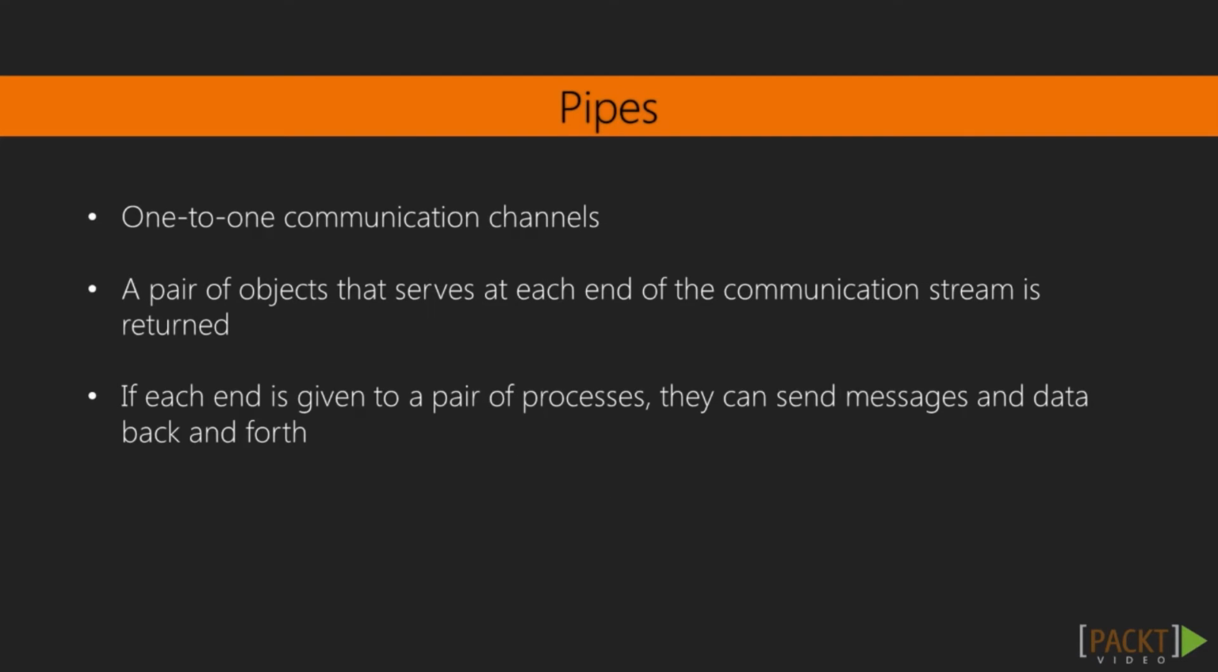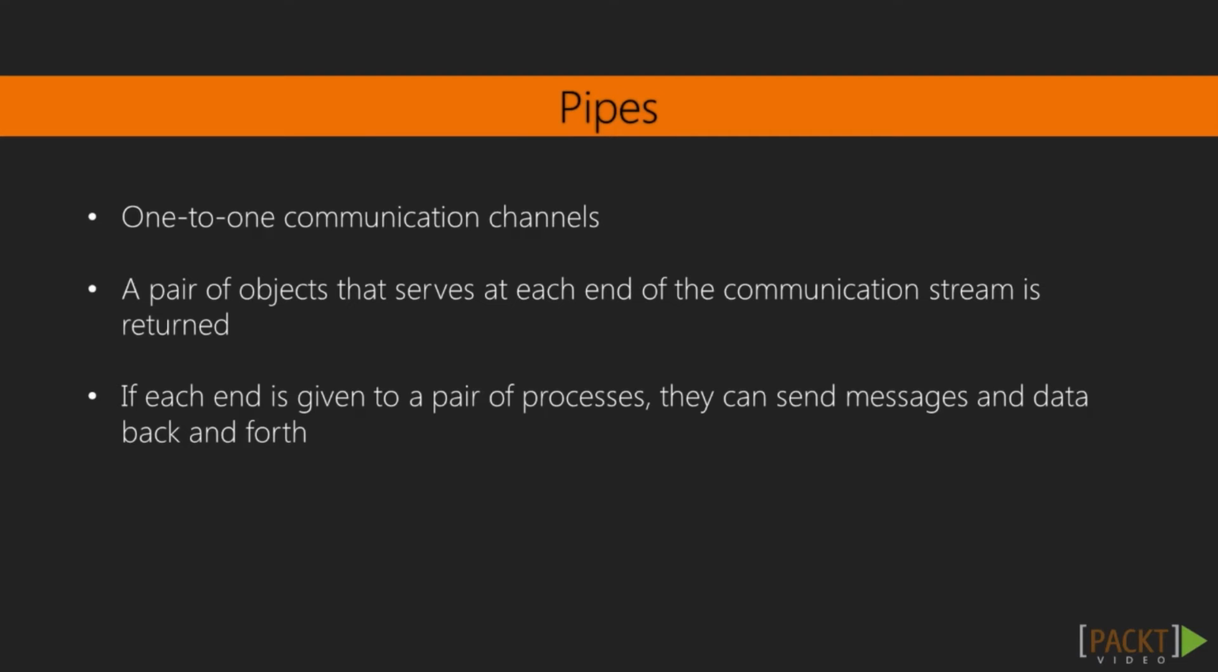Pipes are one-to-one communication channels. When we call Pipe, we get back a pair of objects that serve as the ends of a communication stream. If we give one end each to a pair of processes, they can send messages and data back and forth through the pipe. It's usually best to have queues and pipes as the only connection between processes, because that usually maximizes the ability of the processes to work in parallel. If it's possible to organize a parallel program that way, it should be.